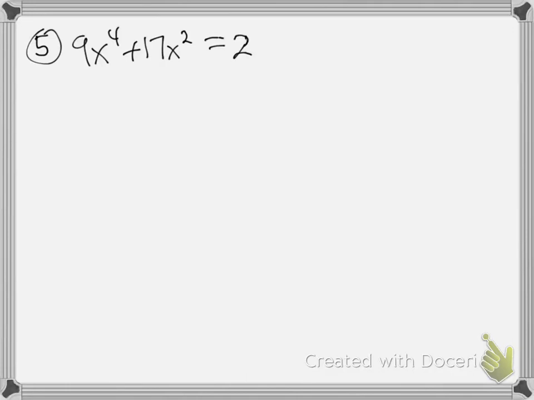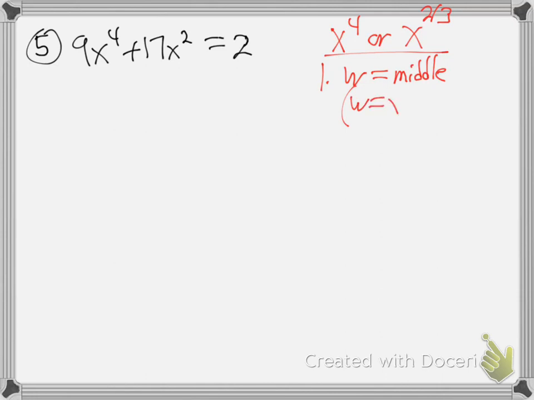Okay, so now this one is harder. Let me tell you what you do on this. When you have x to the fourth, or weird powers like x to the 2/3, here's what you do. Step 1, let w equal the middle. So w is x squared, the middle x power. So w equals x squared, or w equals x to the 1/3, depending on the problem. In our case, w is going to be that.